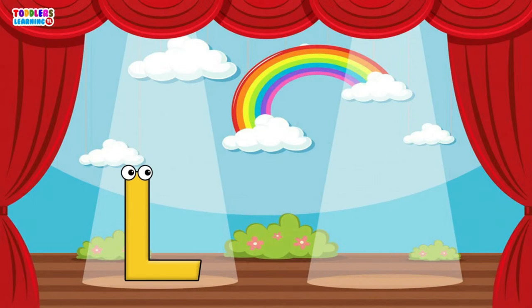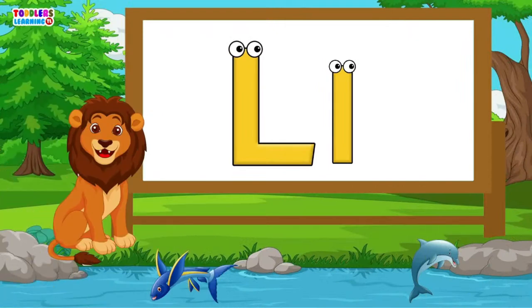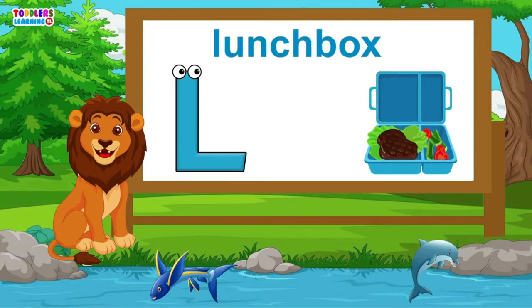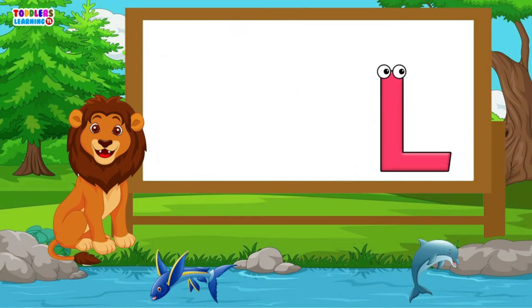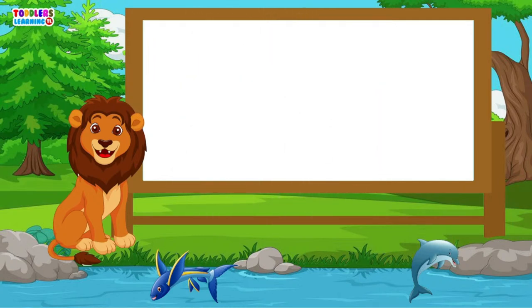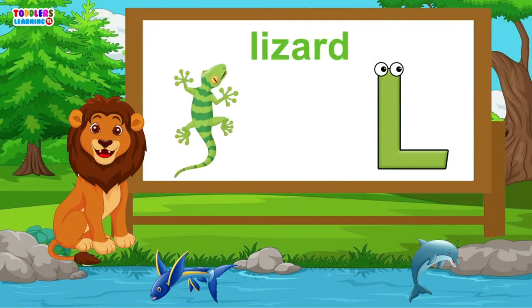This one is uppercase L. This one is lowercase L. Today we will learn different words that start with letter L. L. The sound of L is L. L for lunchbox. L for lamp. L for log. L for lizards.